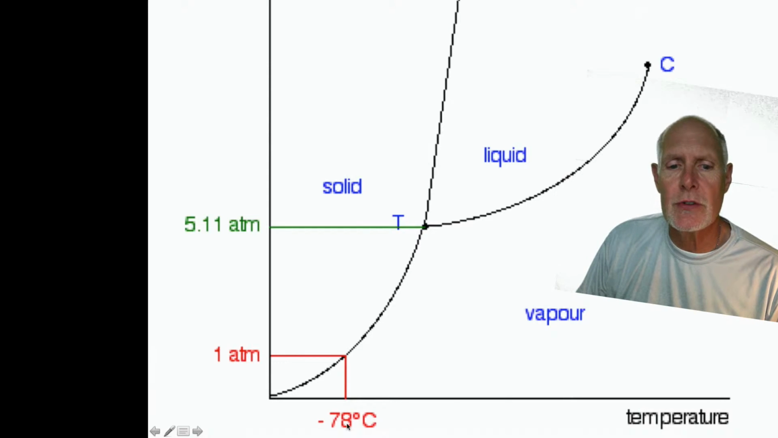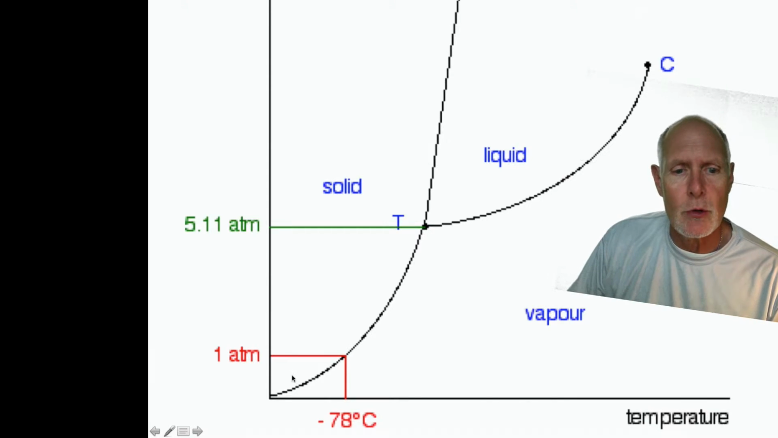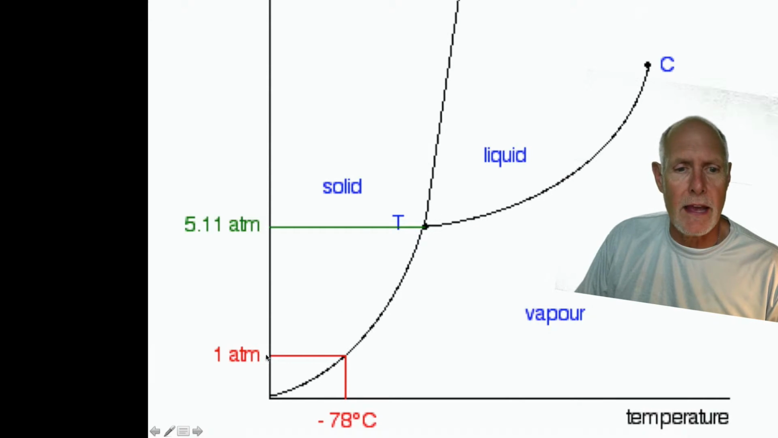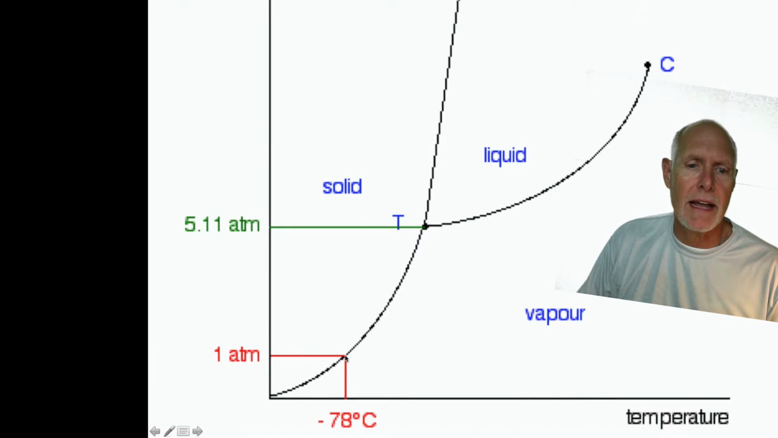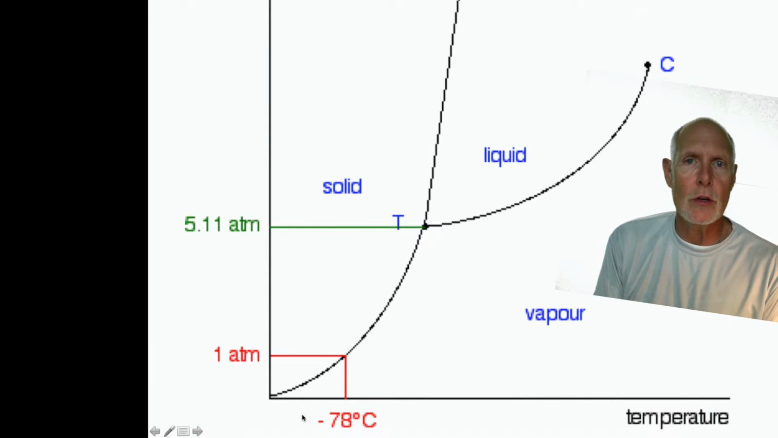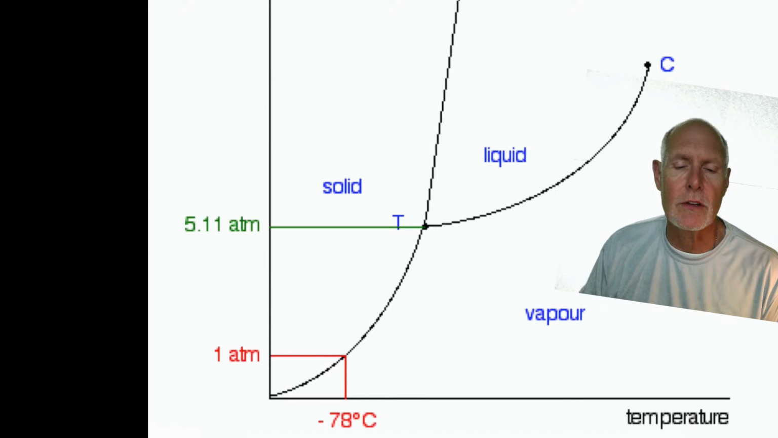Then you can see the temperature along the x-axis. We have minus 78 degrees Celsius. That's pretty cold, okay? So we also see this black line that represents the graph itself. So if I come across from the y-axis at 1 atmosphere of pressure to the black line and go straight down, I can read the temperature is minus 78 degrees Celsius. So when you were handling that dry ice, that's how cold it was, minus 78 degrees Celsius.